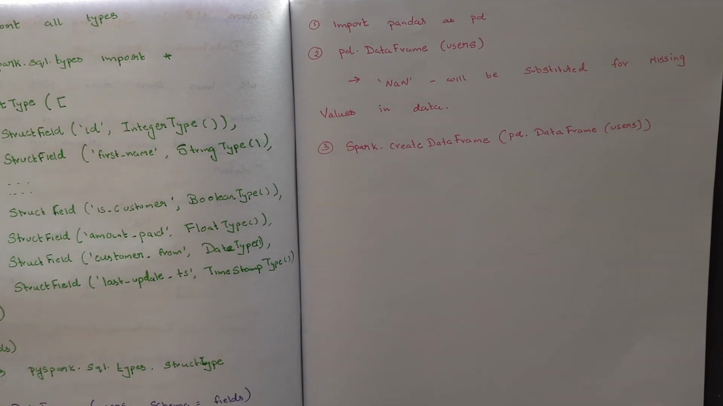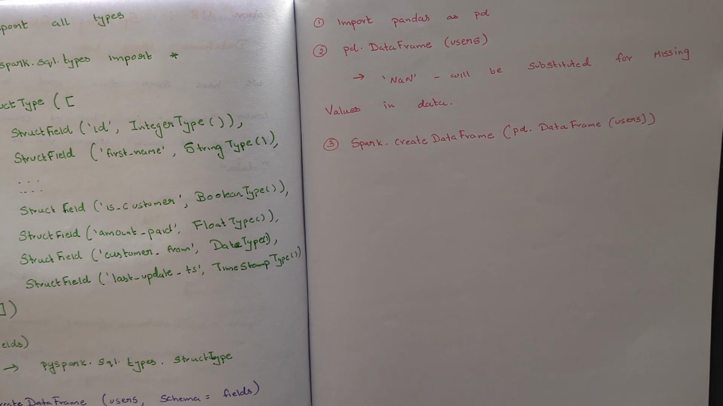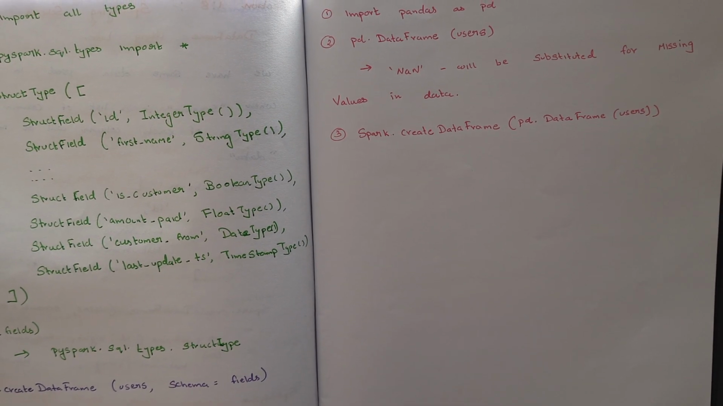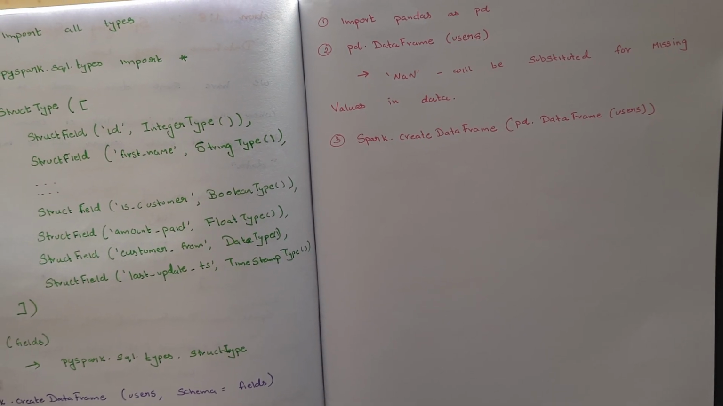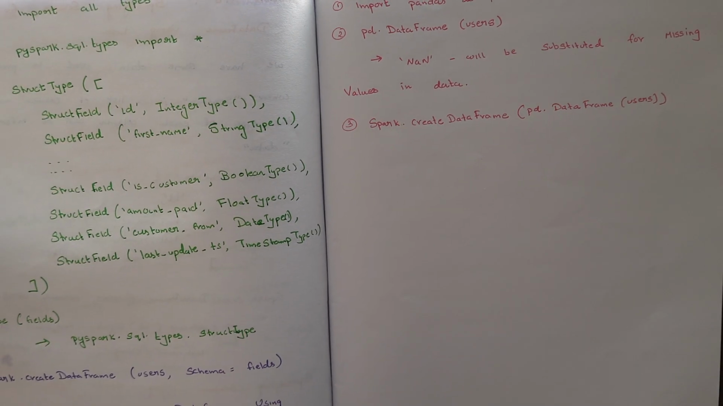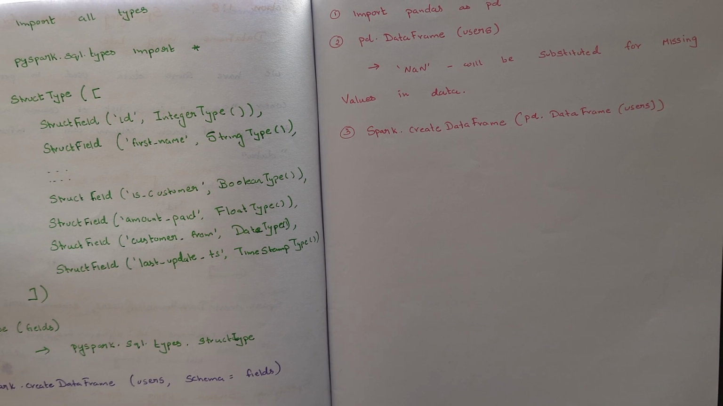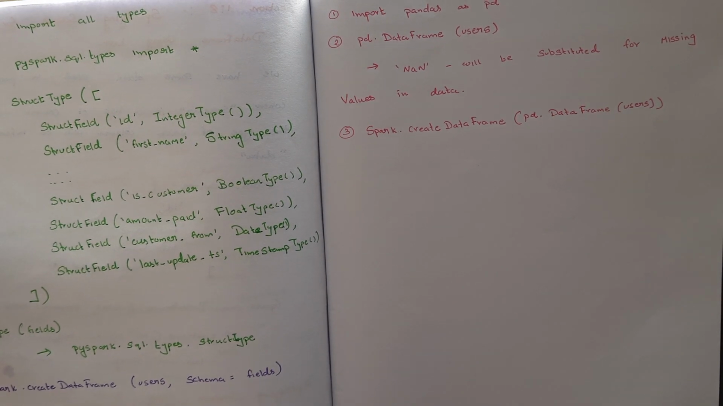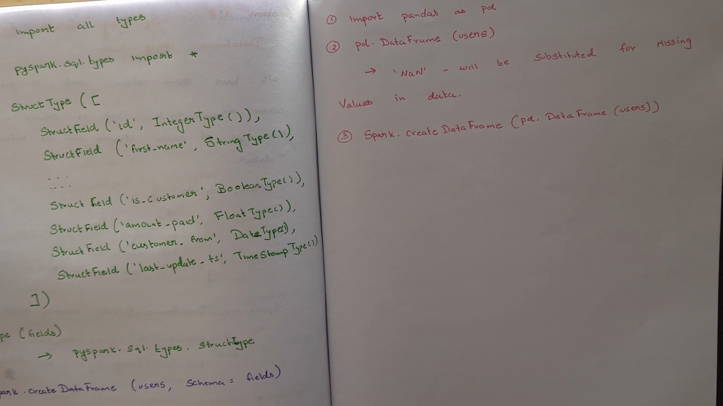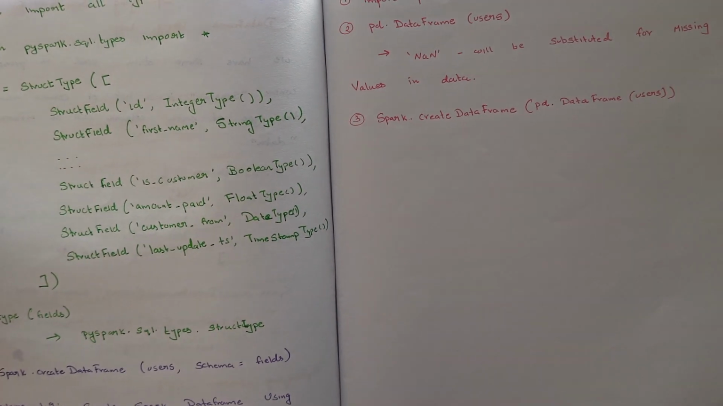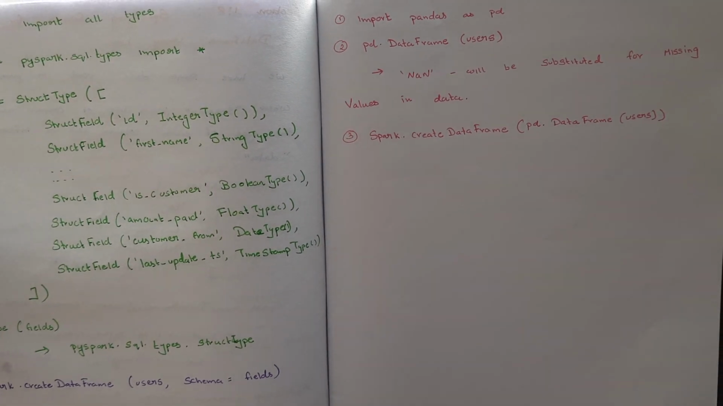Let's say import pandas as pd, and then pd.DataFrame of users directly. If you provide the users, which means the data value, then NaN will be substituted for the missing values in the data. Now let's see how to create a Spark data frame from the pandas data frame: spark.createDataFrame, and then inside that we pass the pd.DataFrame of users, which is nothing but a pandas data frame. If we do that, automatically the Spark data frame gets created.